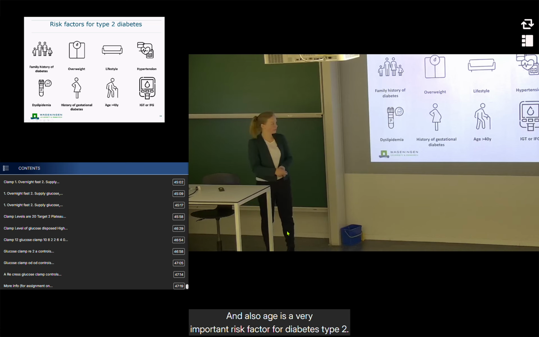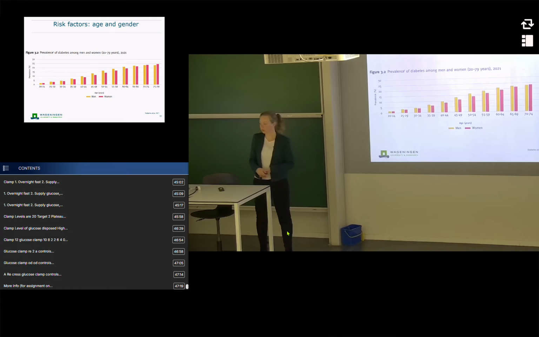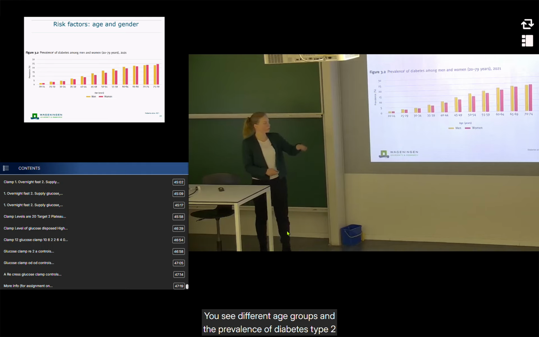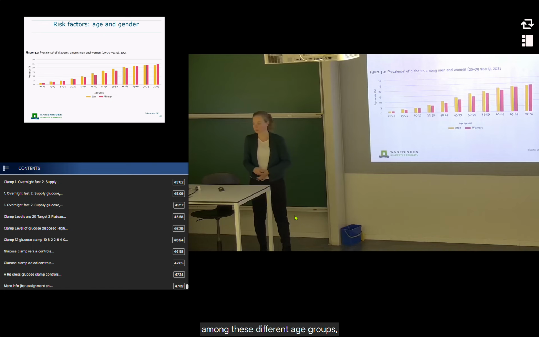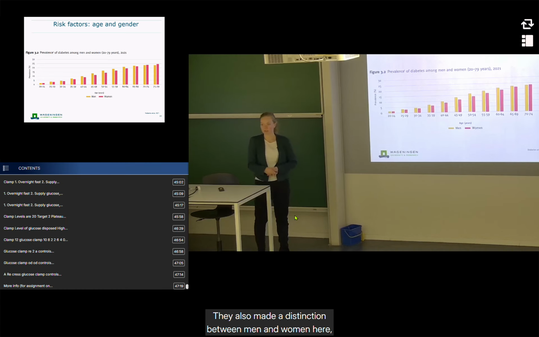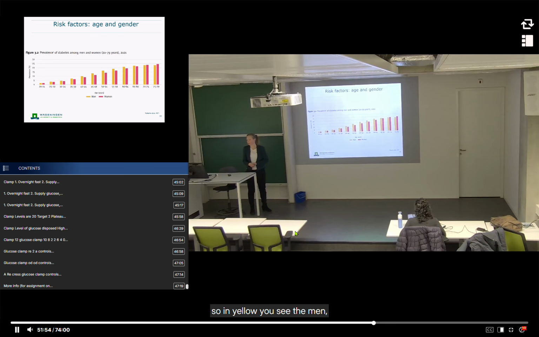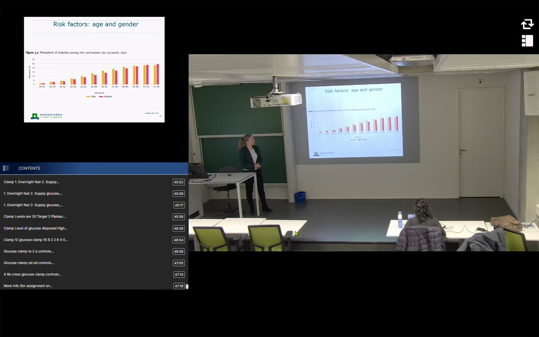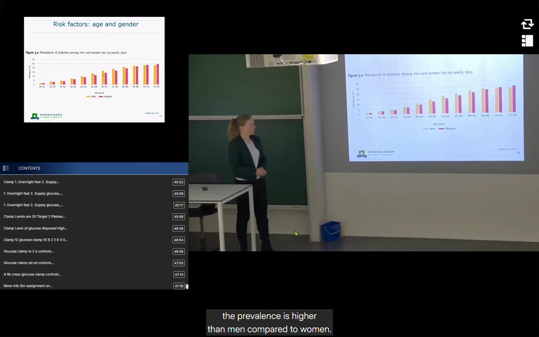And also age is a very important risk factor for diabetes type 2, which is also shown in this figure. You see different age groups and the prevalence of diabetes type 2 among these different age groups. And you see that, well, the older people are, the higher the prevalence of diabetes. They also made a distinction between men and women here. So in yellow you see the men, and in red you see the women. And you see that actually for most age categories the prevalence is higher for men compared to women.